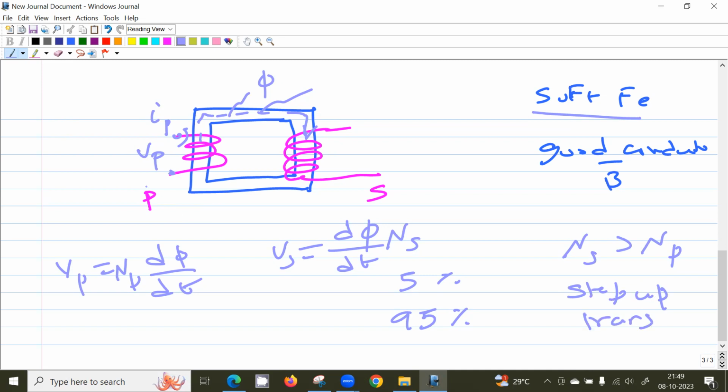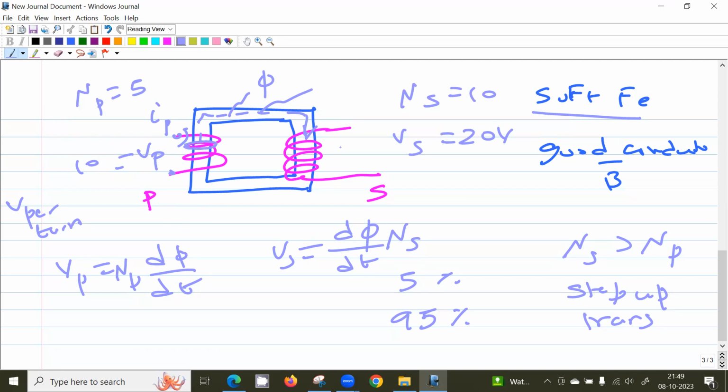For example, if VP is say 10 volts and the number of turns NP is say 5, and if NS is say 10, then what is VS? It will be twice this one because the number of turns has doubled. So VS will be 20 volts, because volts per turn is the same on both primary and secondary, because it's the same flux linking both. So we just take one turn of the primary and one turn of the secondary. dφ/dt is the same for both.